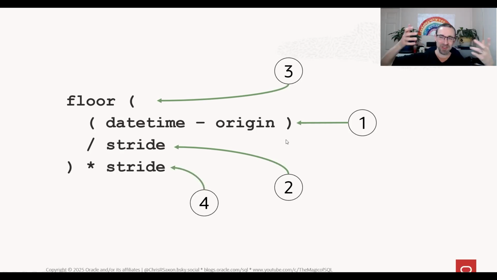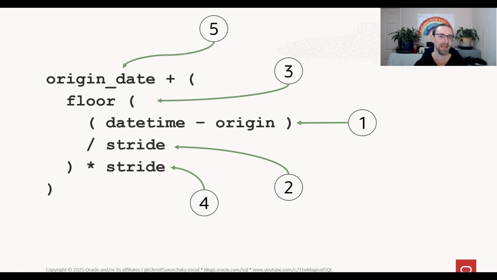Multiply it back up by the stride. So essentially we're cancelling out the strides here to make it multiples of 5. And then add that to whatever our origin time is again. Add that origin time on again. So this gives us a start time for each bucket. So we're starting at 0120.